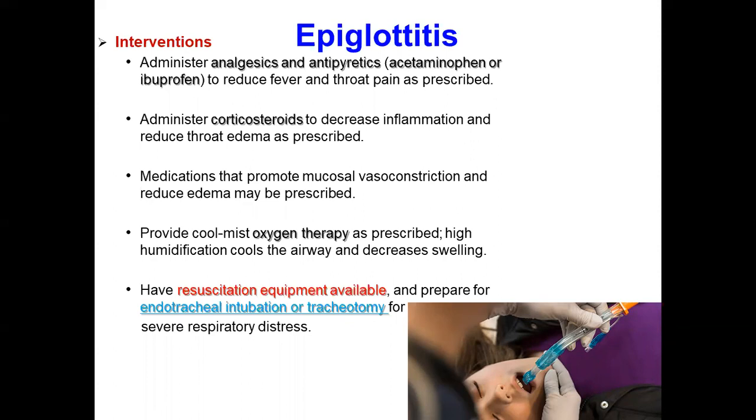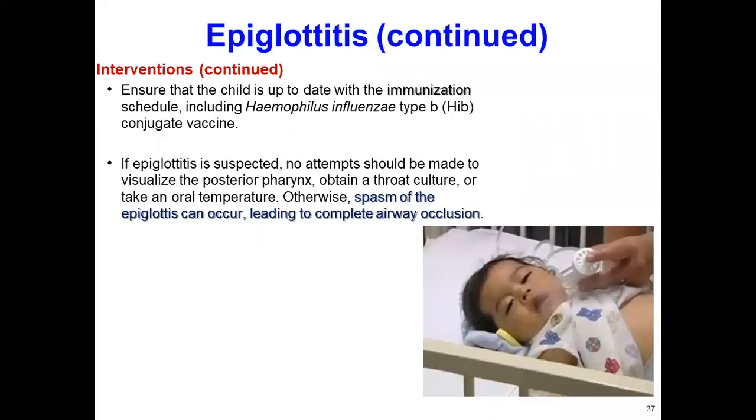In the NCLEX board, if the child cannot breathe, what might be done? We call it intubation or tracheostomy. What next? Ensure that the child is up to date with the influenza vaccine, because the vaccine can prevent epiglottitis.